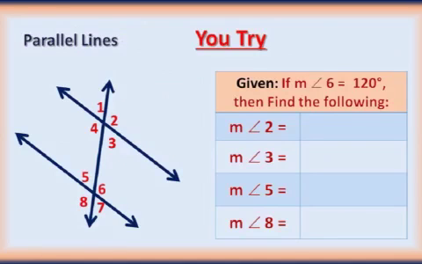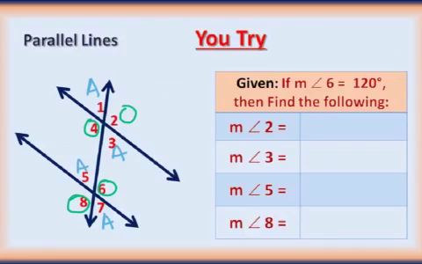So you try now. You could pause the video and see if you can answer the following questions. Now that you've paused it, now that you've had a chance to answer your questions, let's see how you did. Again, let's start by labeling our picture. Angle 1, angle 3, angle 5, and angle 7, if you notice the pattern, those are all acute angles. Angle 2, 4, angle 6, and angle 8 are all obtuse angles.